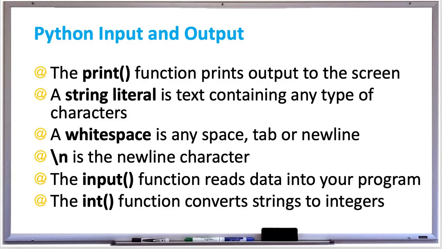A white space is just any space, tab, or new line. If you need to have your output display on the next line, you can use the backslash n, which is the new line character. There's also a function called input, which will read data into your program. It reads it all as strings, but you can use something like the int function, which will convert strings to integers if you wanted to use that data, let's say, for a calculation. All right, let's try all these out and see how they work.